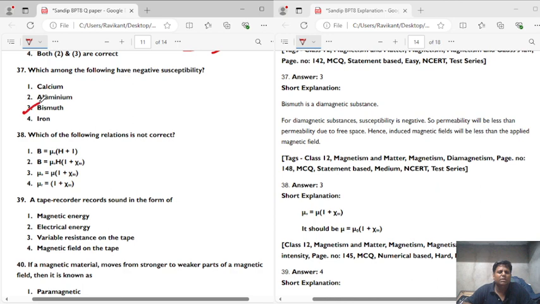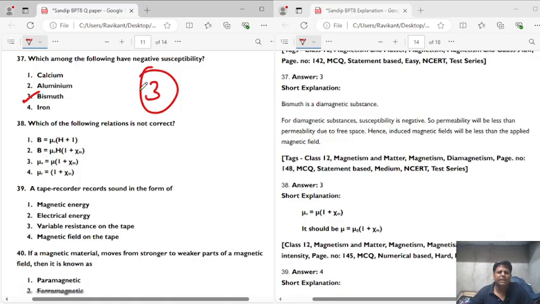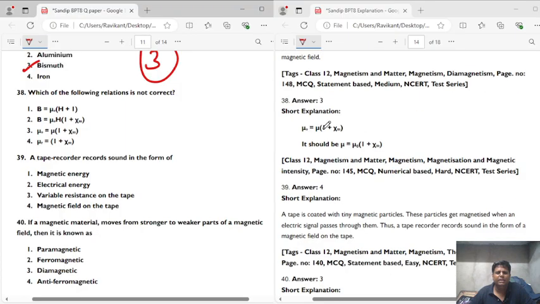Again, you have to remember the properties. So the correct answer for question number 37 is option 3. Now question number 38. Question number 38 says that which of the following relation is not correct. So this is correct. This is correct.